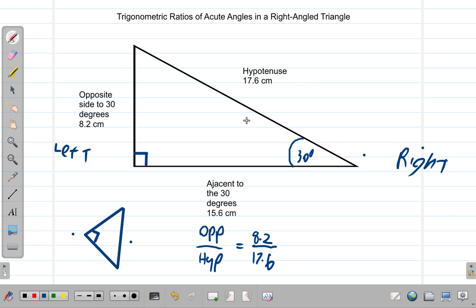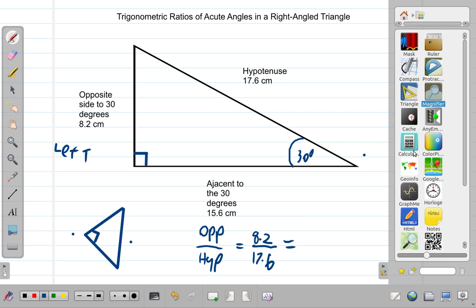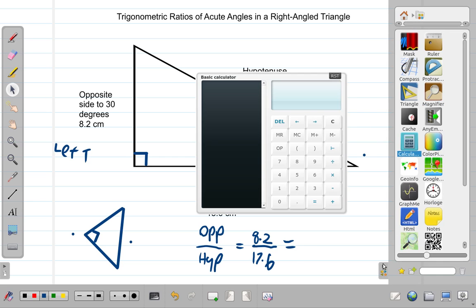You can try it on paper with two different triangles, one big and one small, and you will see how it's going to work out. But let's finish up what we are going to be doing. 8.2 divided by 17.6. What's that?